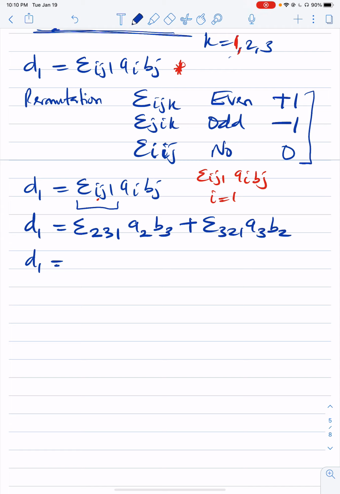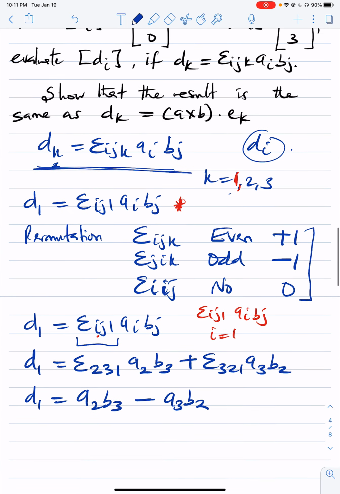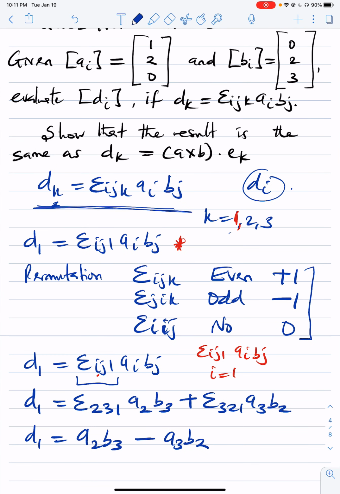So D1 will be equal to this: 231 permutation is even, so it will be A2B3. 321 permutation is odd, right? Because after 3 is supposed to come 1, so it will be negative A3B2. I hope I'm really making sense with this. So it's not difficult, right?